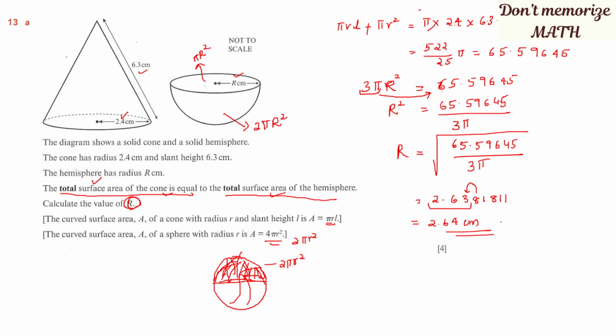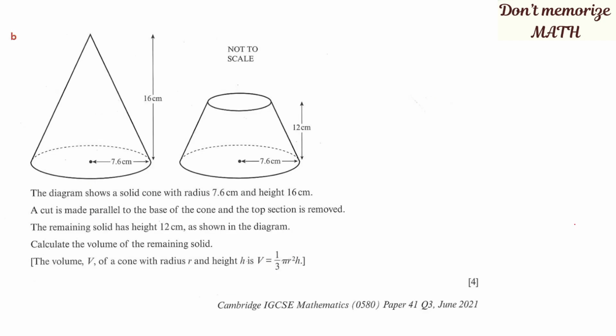Okay, so the r value is 2.64. I hope this part is clear for you. We have one more part, that is the continuation of this, or a different question.